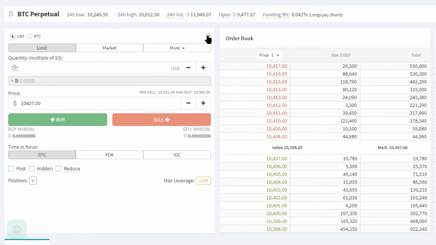Below, here you can choose what type of order you would like to create. Clicking more will show you the options for stop orders. We will cover stop orders in a separate lesson.